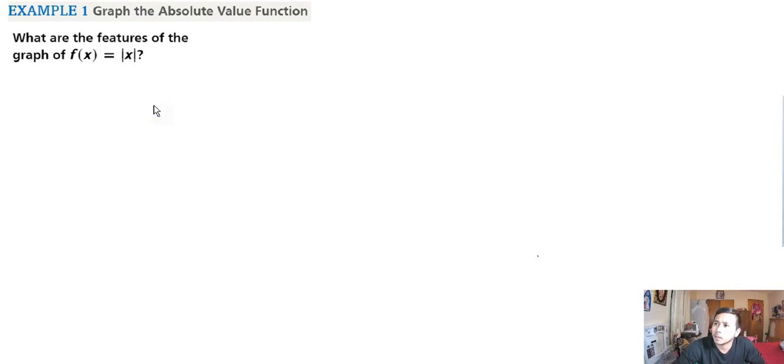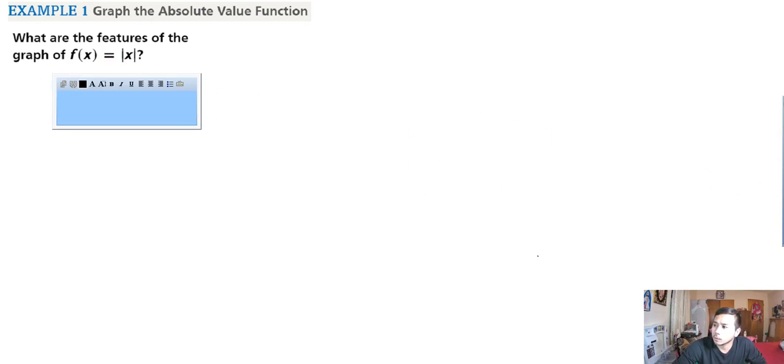So let's just proceed and do example number 1. We are going to graph the absolute value function. So the first question here is, what are the features of the graph of f of x is equal to the absolute value of x?